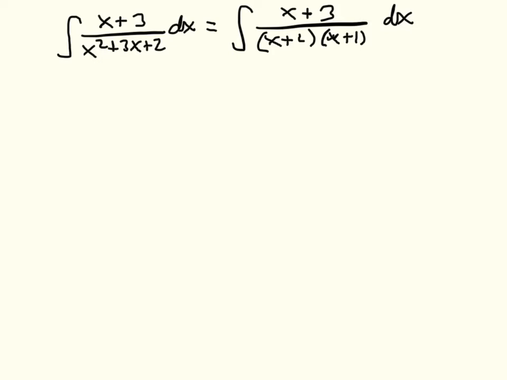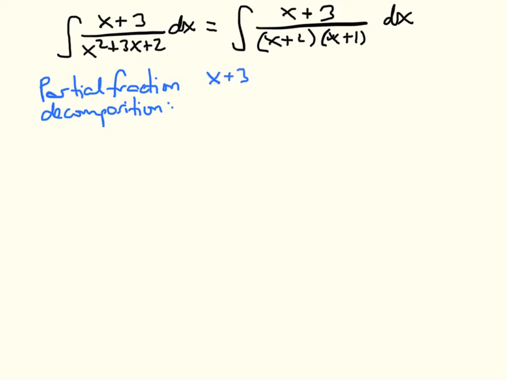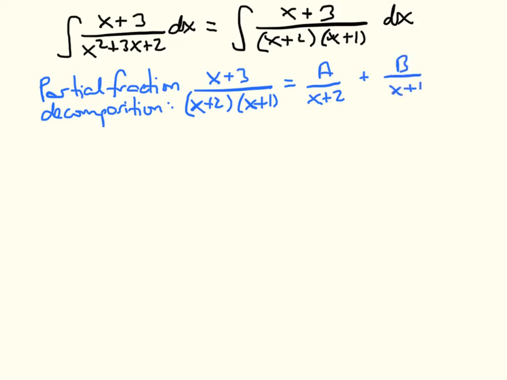So we now look at the integrand, and we want to write a partial fraction decomposition of it. So our partial fraction decomposition is going to be: x plus 3 over x plus 2 times x plus 1 is going to be a over x plus 2 plus b over x plus 1, where a and b are both unknown constants.